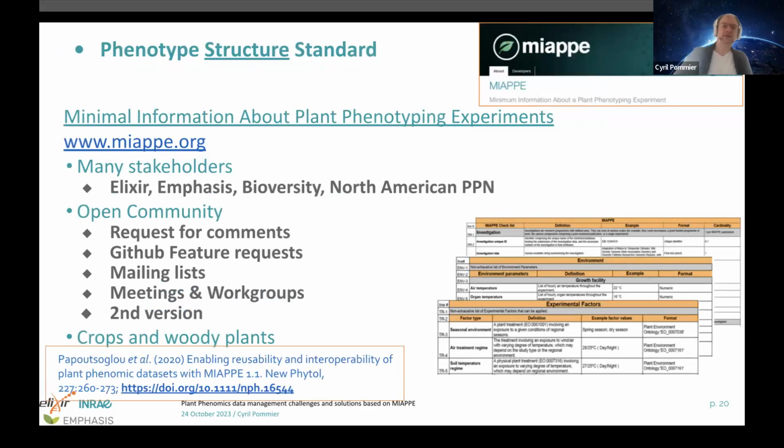So if we talk about including those variables within MIAPPE, let's have a closer look at what it is. It's the Minimal Information About Plant Phenotyping Experiments. You've got the MIAPPE.org website. It has been built by many stakeholders: ELIXIR and EMPHASIS, Biodiversity, North American PPM. It's an open community with requests for comments, GitHub feature requests, mailing list, meetings and work groups. So far, there have been 2 major versions published. There is a third one on the way. It addresses the needs of crops and woody plants, and it has 3 publications so far.